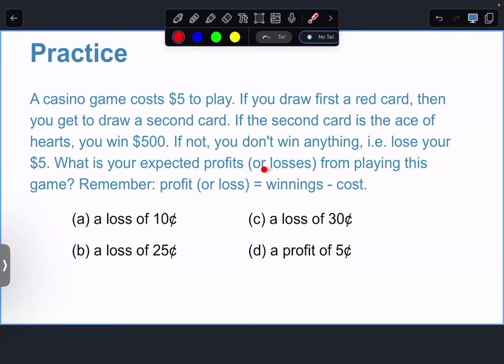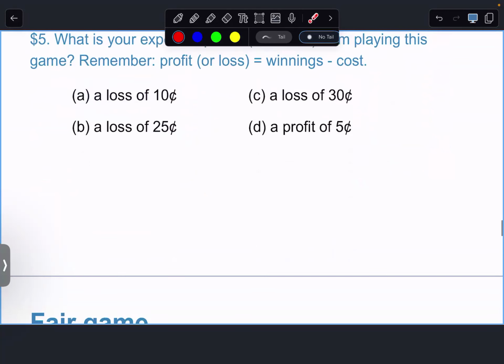What's your expected profit or loss, if it's negative, right, from playing this game? So the profit is the winnings minus the cost to play this thing. Okay. What are we going to do here? We have to list all the possible events that could happen, right? And in this case, we're going to simplify it a little bit.